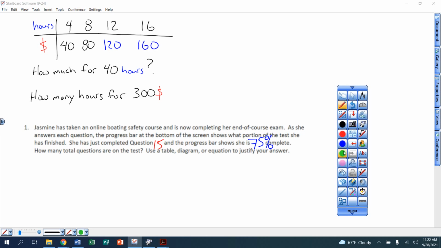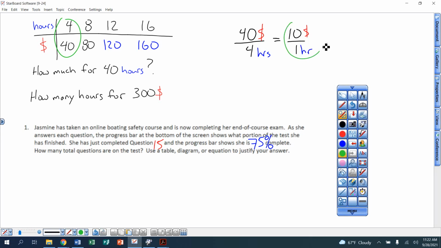Use any pair to find the unit rate. Always for these tables, the bottom number on the top. $40 for every 4 hours this person works. If I divide that, that gives me this person's unit rate. $10 for every 1 hour. That is their unit rate. That's how much they're making after just 1 hour, unit rate.